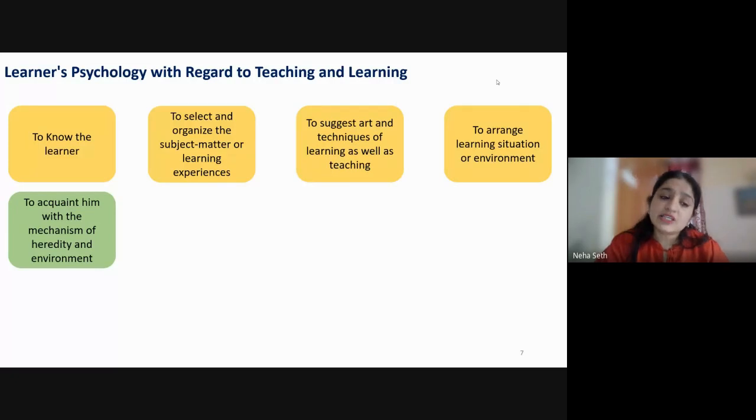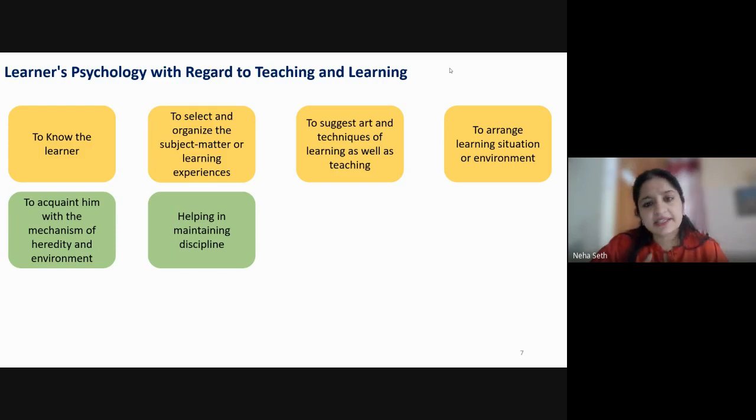Now we need to acquaint them with the mechanism of heredity and environment. Slowly and steadily, we cannot push everything on them right in the beginning. Slowly and steadily, we can make them adaptive. They can develop these habits of learning, these habits of talking, and slowly adapt to the environment. So we need to create such a mechanism for them. They need to understand this. Then we also need to make them understand the discipline, how and why this discipline is important.